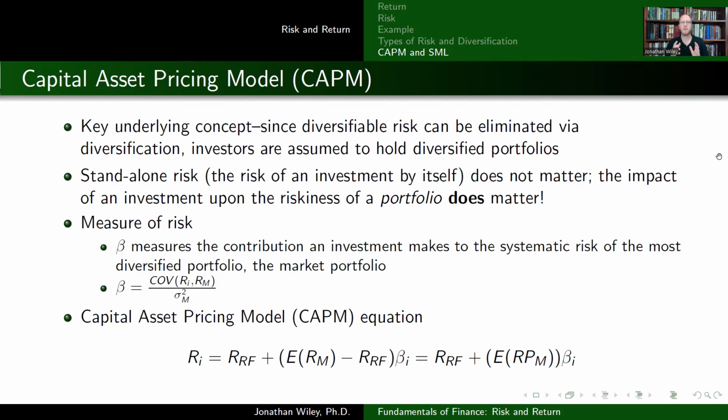Now, as it turns out, there's a measure for this. Beta is going to be our measure of the contribution an investment makes to the systematic risk of the most diversified portfolio. The most diversified portfolio we can come up with is if we just invested in everything, and that would be the market portfolio. So that's the idea behind the market portfolio. I've invested in everything. Beta is measuring the contribution an individual investment makes to a portfolio consisting of everything. In other words, how much risk does this particular investment add to my portfolio of everything? And whatever impact it has on the risk of my market portfolio, that's beta.